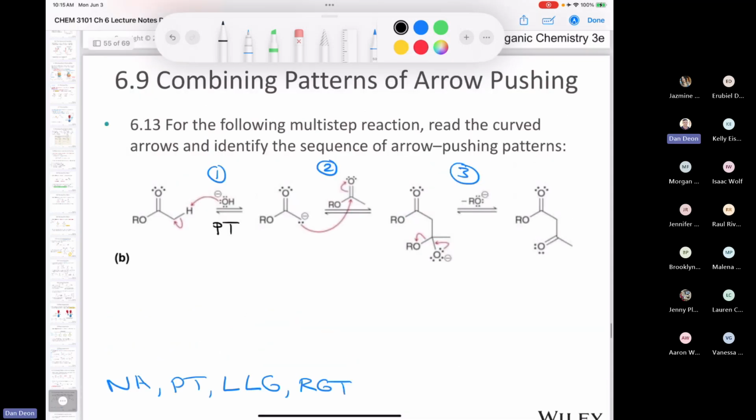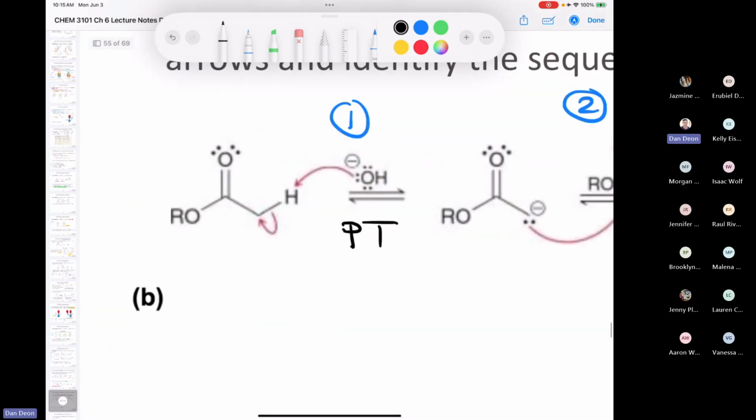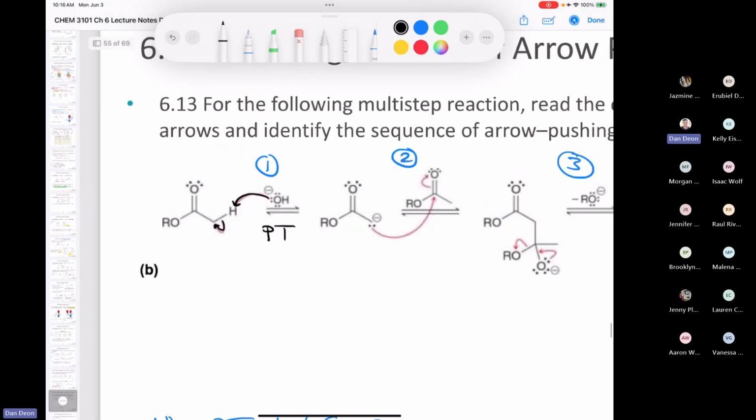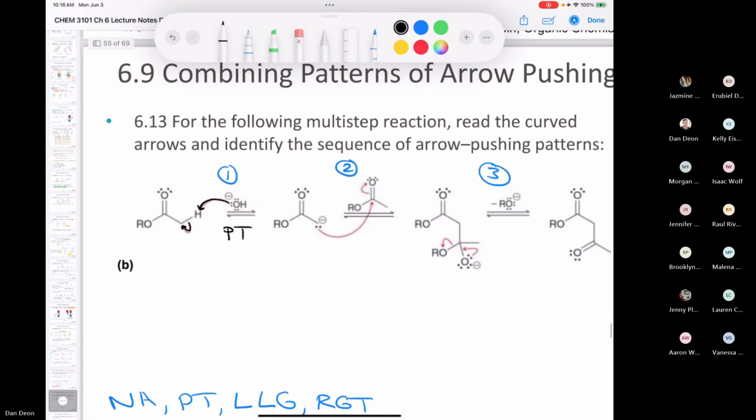Because you have the hydroxide, which is a base. And if you're like, well, I thought you said it was a nucleophile. It is. Hydroxide can be a base or a nucleophile, depending on the situation. But you see the hydroxide is picking up that proton, and then there's a lone pair going on to this carbon. So that would be a proton transfer. What about the second one? The second step. How would you describe that one?